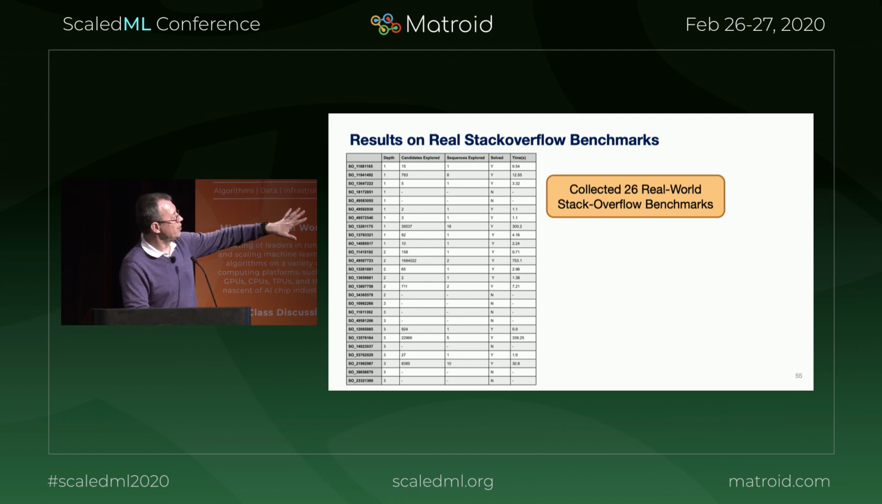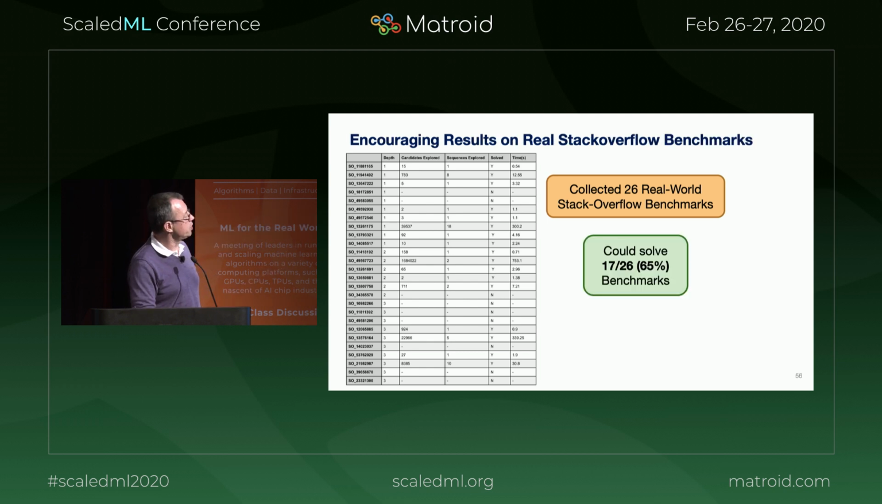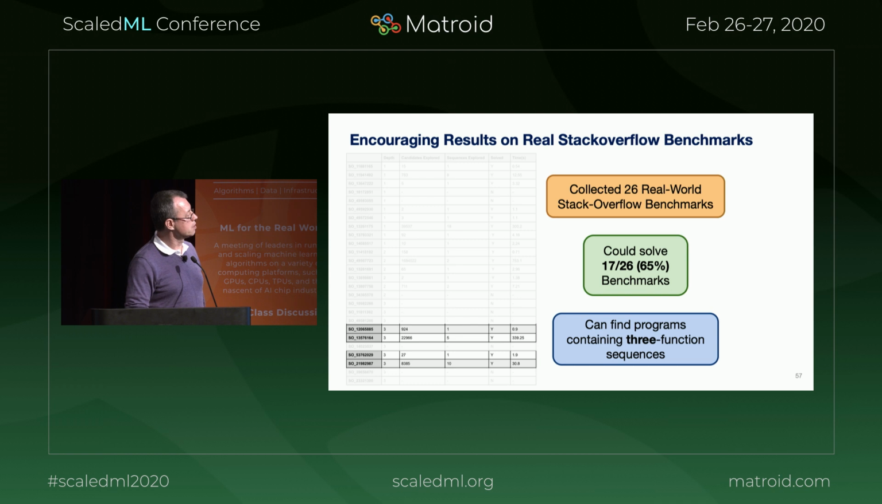I'll be done very shortly. Getting data for testing and evaluation is very hard, right? There is no such data set. So we just grabbed Stack Overflow and collected these 26 real-world Stack Overflow benchmarks. This is the table with the results. You don't need to read all the numbers. I'm going to show you the most important ones. The bottom line, we could solve 65% of these benchmarks. It's, again, still a lot of things to do, but we're making progress.